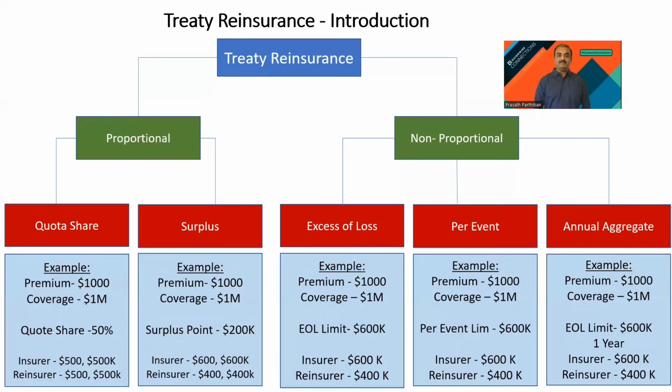The third category is annual aggregate. The only difference here is that the limits are defined for every annual period. In this example, the premium is $1,000 and the coverage is 1 million. When they define the loss limit as 600K, for that particular year, the insurer will take the 600K and the reinsurer will take the remaining 400K, and the premium will be negotiated offline. After that one year, the reinsurance contract has to be redefined.